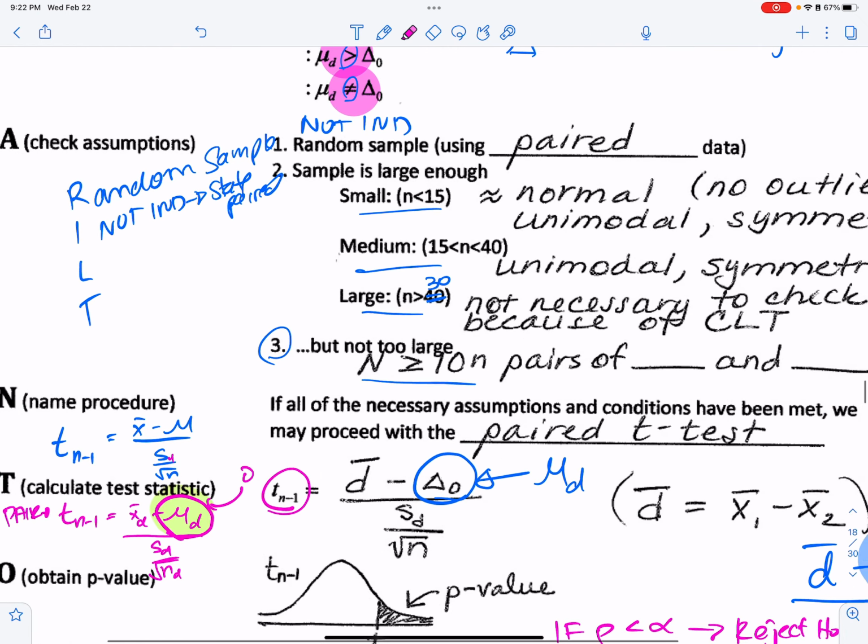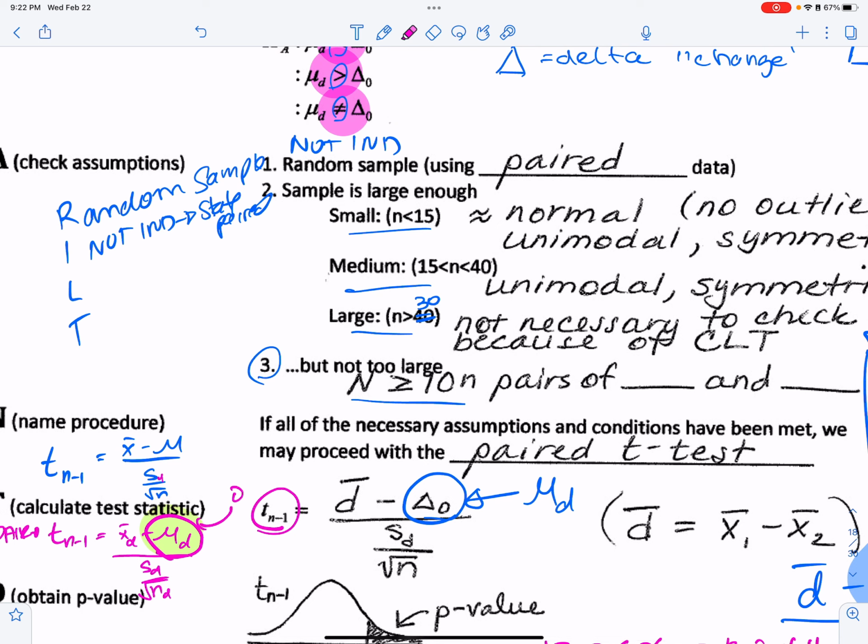Okay, assumptions and conditions. Same thing that we've been doing for a sample mean. We're going to say random sample. Are they a random sample using paired data? Well, it's paired data, so it's not independent. So I do this one with RILT. I check my random sample, and I say it's not independent. They are pairs. You have to state that they're pairs. Now, obviously, each pair is independent from the next pair, but the pair itself is not independent.